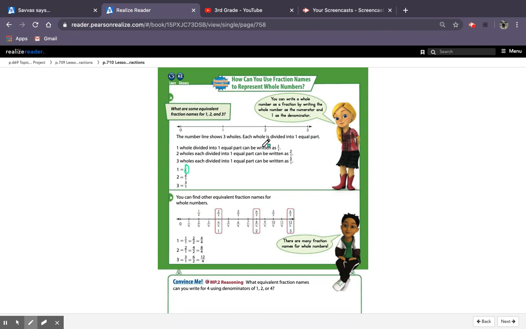And they say the number line shows 3 wholes. Each whole is divided into 1 equal part. So again, it's just a basic number line. There's nothing special about this one. It's just 0, 1, 2, and 3.